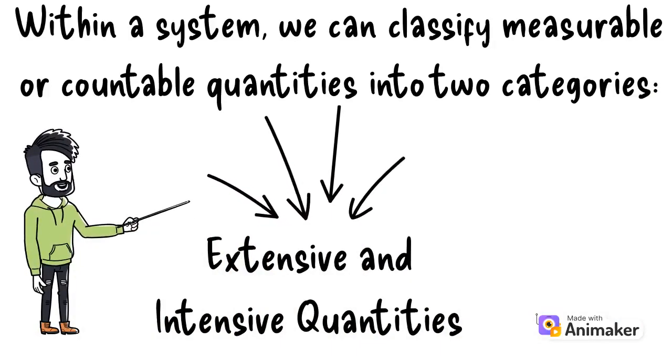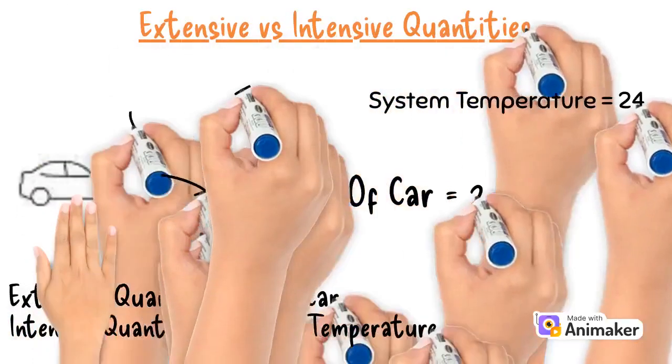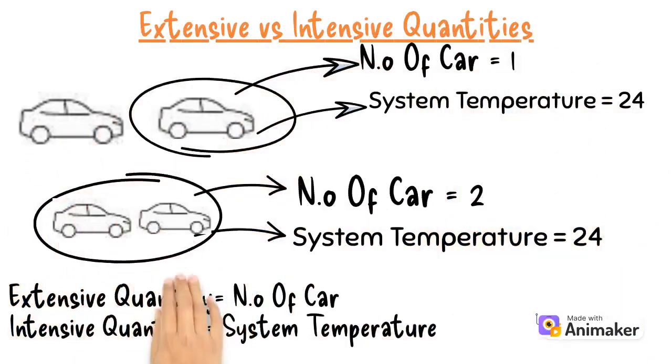Let me illustrate this with an example. Consider two cars standing next to each other. If we define our system to include only the first car, and we look at the quantity, number of cars, we find that it is 1. We can also look at another quantity, temperature, which might be 24 degrees. If we now expand our system to include the second car, the number of cars in the system increases to 2. However, the temperature remains 24 degrees Celsius.